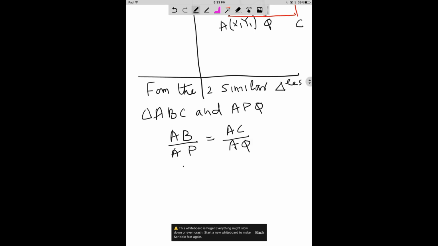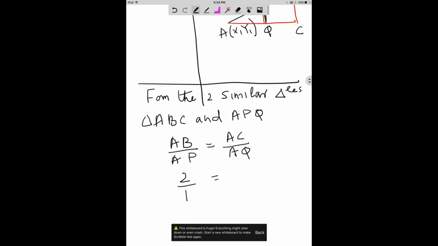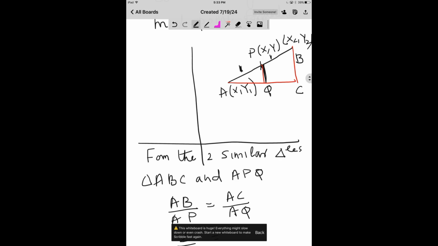What is AB? AB is 1:1, then the total distance is 2. 2 divided by 1 equals, what is AC? AC is the horizontal distance, that is x2 minus x1.